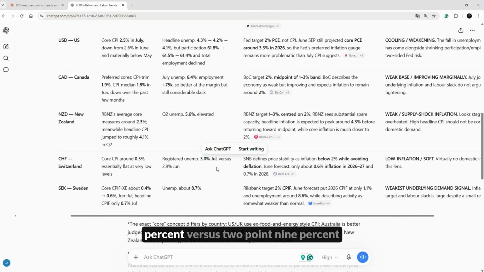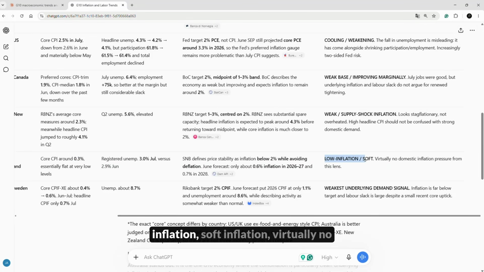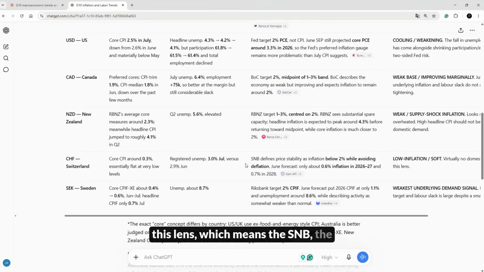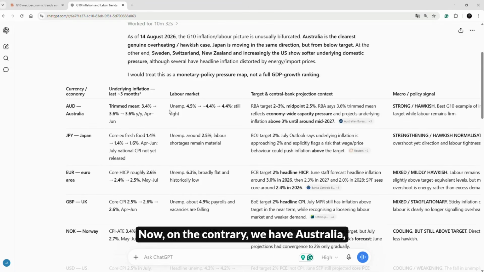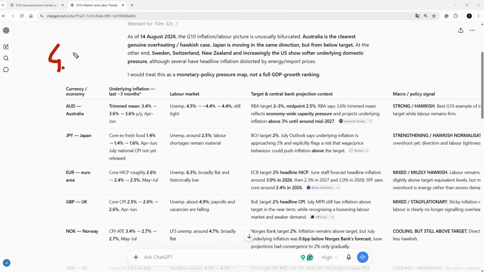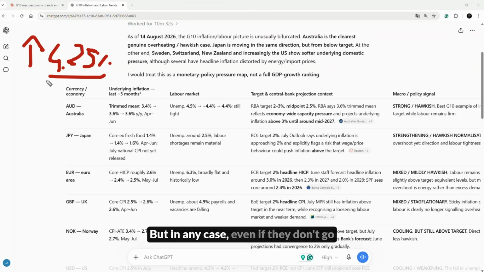And the unemployment rate is 3% versus 2.9% in June, so ticking up a little bit. Now, the Swiss National Bank defines price stability as inflation below 2% while avoiding deflation. Now, 0.3% is almost negative inflation, so deflation. Essentially, Switzerland is in low inflation, soft inflation, virtually no domestic inflation pressures from this lens, which means the SNB, the Swiss National Bank, can keep interest rates at zero for as much as they want, as long as inflation is not a problem. Now, on the contrary, we have Australia, where interest rates are already 4% and potentially they're gonna go higher. But in any case, even if they don't go higher, they're still gonna stay high.